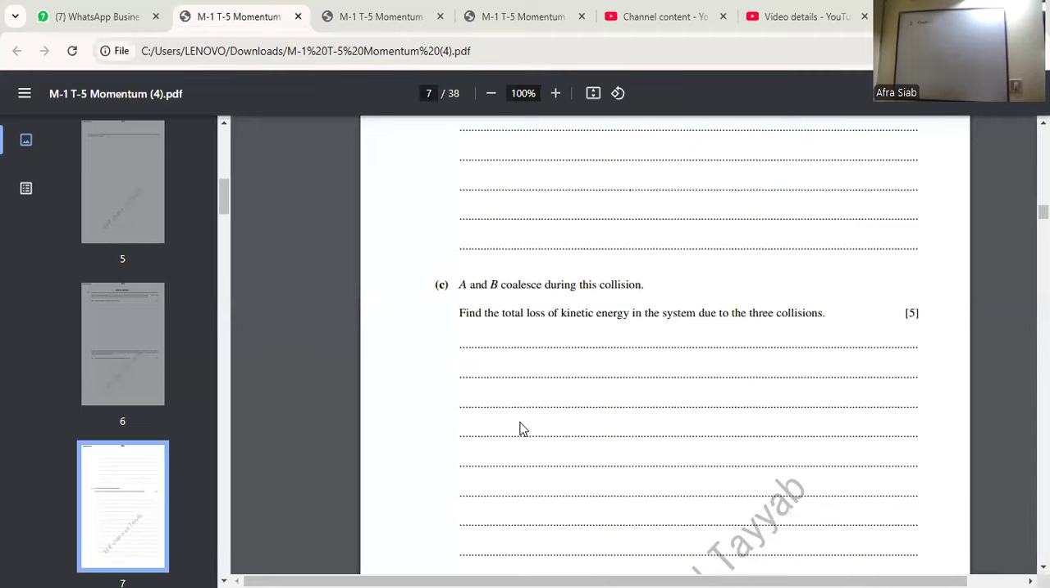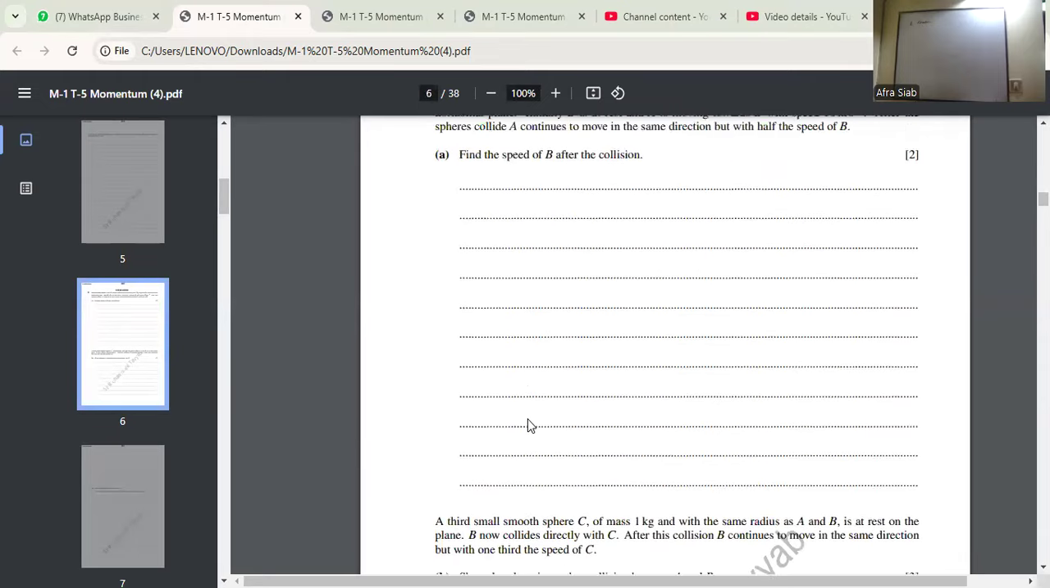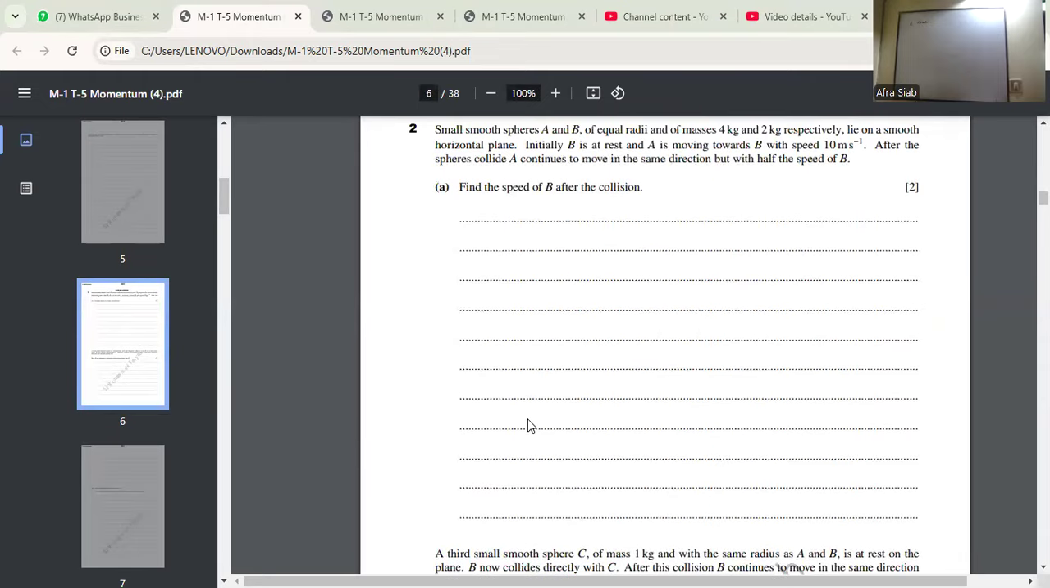We are now starting the questions concerned with the topic of momentum for AS level for M1. The question statement is: two small smooth spheres A and B are of equal radius and masses 4 kg and 2 kg respectively.